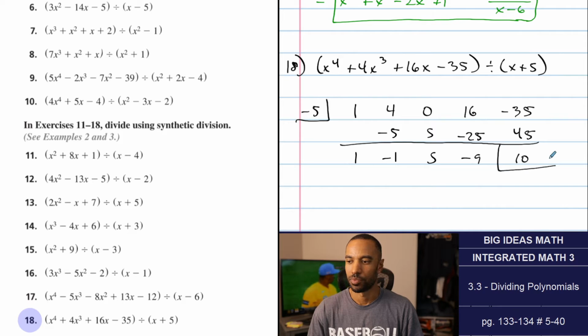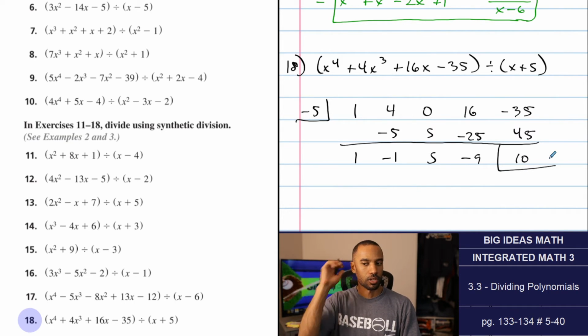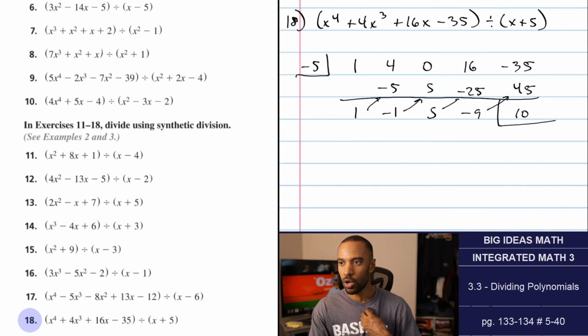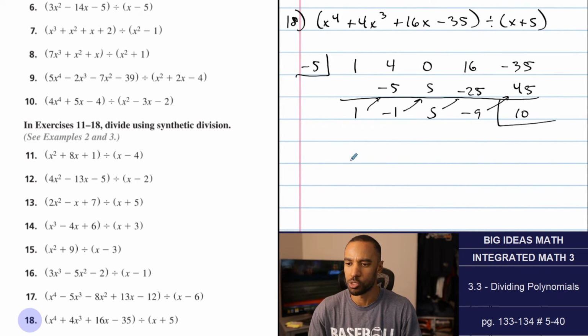All right, done. Okay, so take a look. Keep in mind these numbers multiply by -5, and they go up there for the next value. They go up there, up there, up there, and you add down the lists. Okay, now what's our final result? As a quotient, this is x cubed minus x squared plus 5x minus 9. The remainder's 10, so 10 over x plus 5.